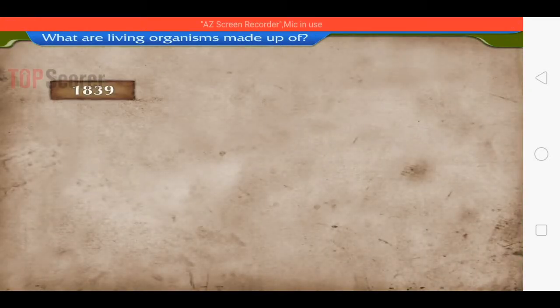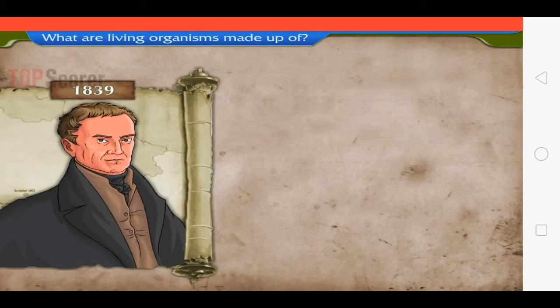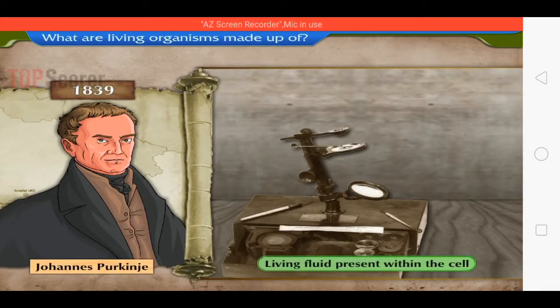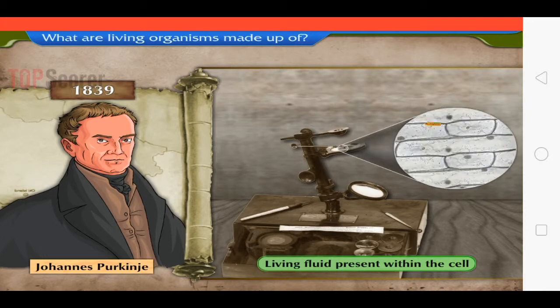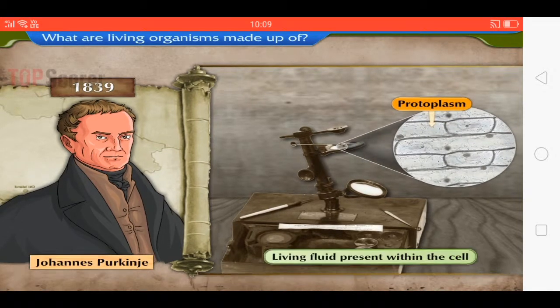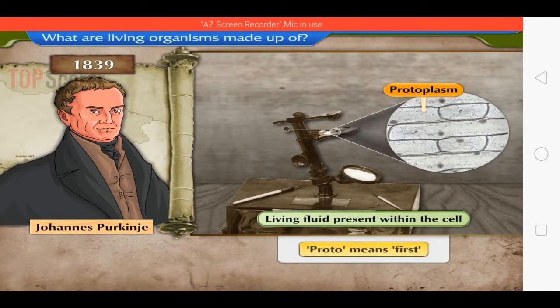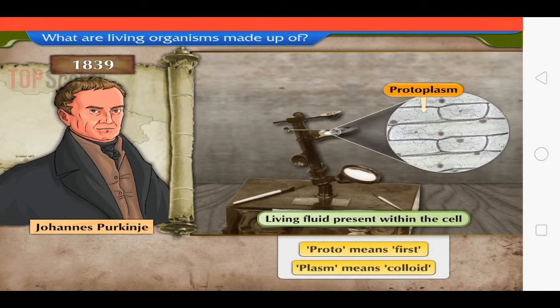In 1839, a Czech animal physiologist, Johannes Purkinje, named the living fluid present within the cell as protoplasm. Proto means first and plasm means colloid.